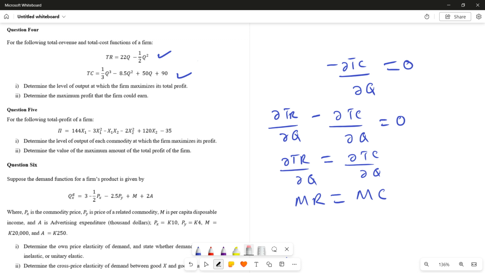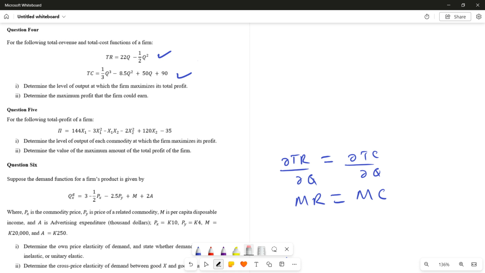Great, so let's do that. Can we equate the two? Yes, we can. How? By first finding the marginal revenue and the marginal cost functions. Now, since we've been given the total revenue as 22Q minus 0.5Q squared, this 1 over 2 here is the 0.5.